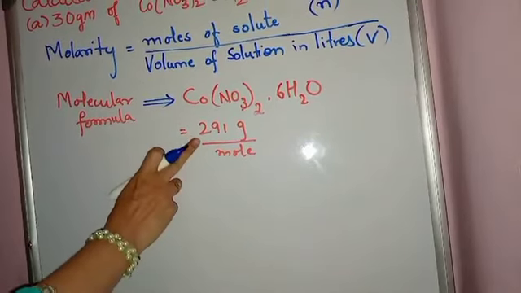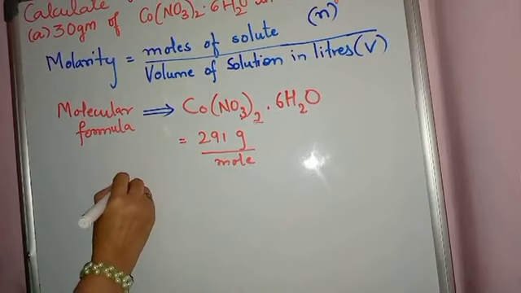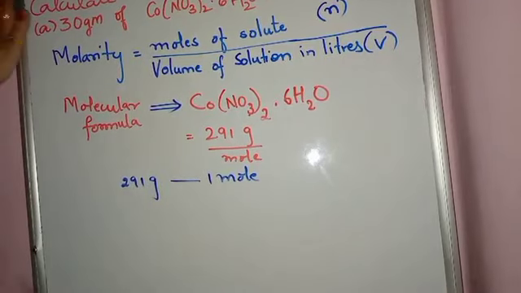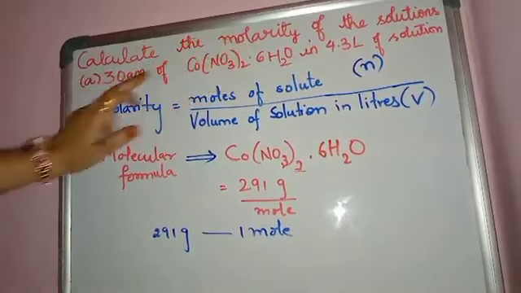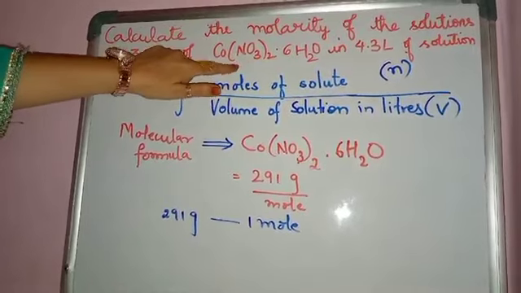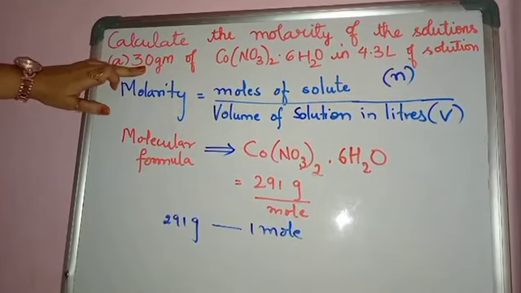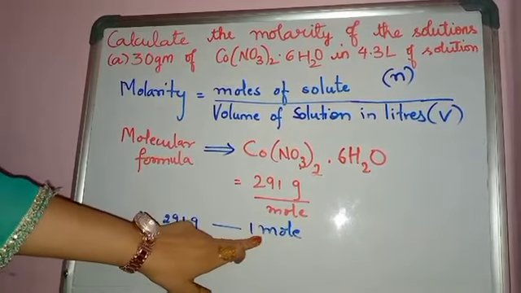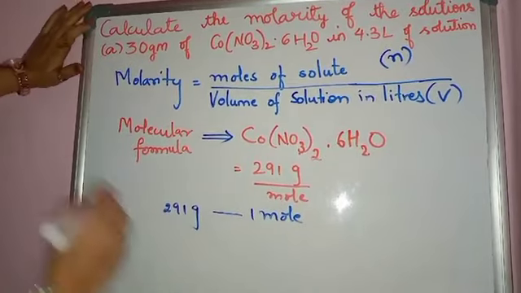Now, as you can see, it is 291 gram per mole, which means that it is 291 gram per 1 mole. Now we'll go back to the question. It is given, calculate the molarity of 30 gram of this solute in 4.3 liter of solution. So the given is how much? 30 grams. Now we have calculated 291 gram in 1 mole. So in how many moles will we have 30 gram? Definitely it will be less. So let us do and see.